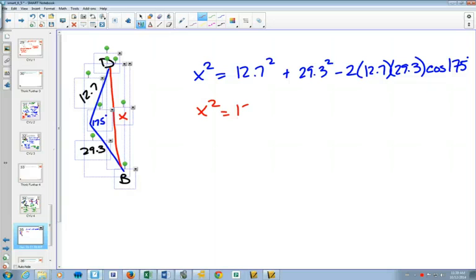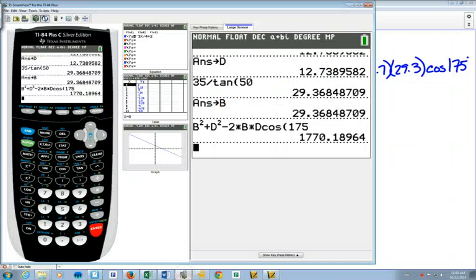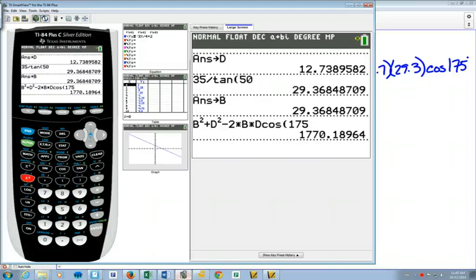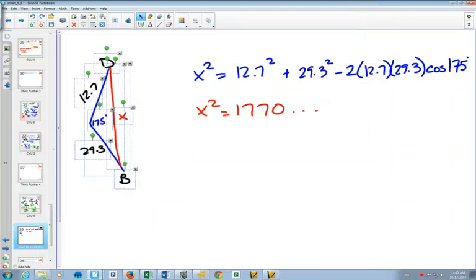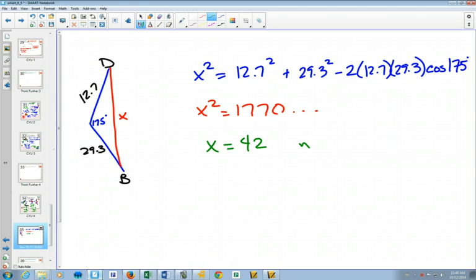So x squared was 1770. Square root that answer, 42. Does it ask for the nearest meter or kilometer? Is it kilometers or is it meters? No, they're meters. So they're approximately 42 meters apart. So the questions you can do for this one are 9 and 12.